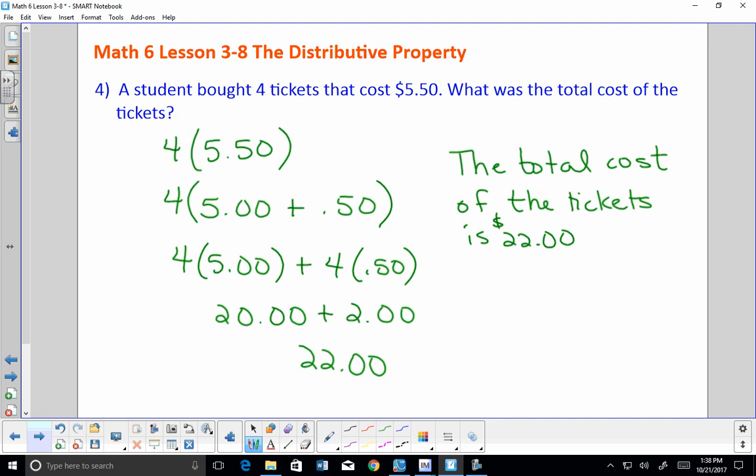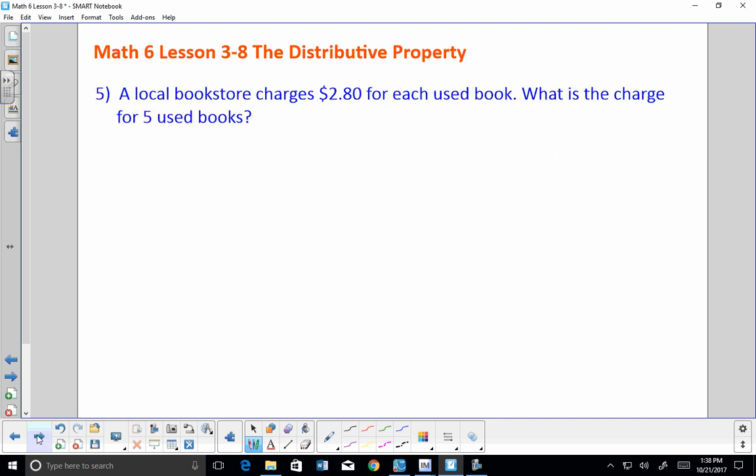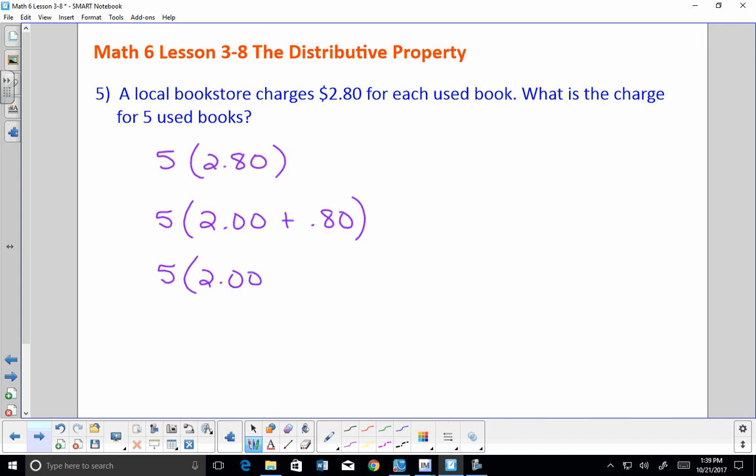One more problem. A local bookstore charges $2.80 for each used book. What is the charge for 5 used books? So if we're going to multiply 5 times $2.80, that's the same thing in my book. I could either do this by subtraction or addition. Like I said before, I'm slightly better with addition than I am with subtraction, so I tend to add whenever possible. So I'm thinking of $2.80 as being $2 plus 80 cents. So if I multiply that by 5, that means I'm taking 5 times $2 plus 5 times 80 cents.